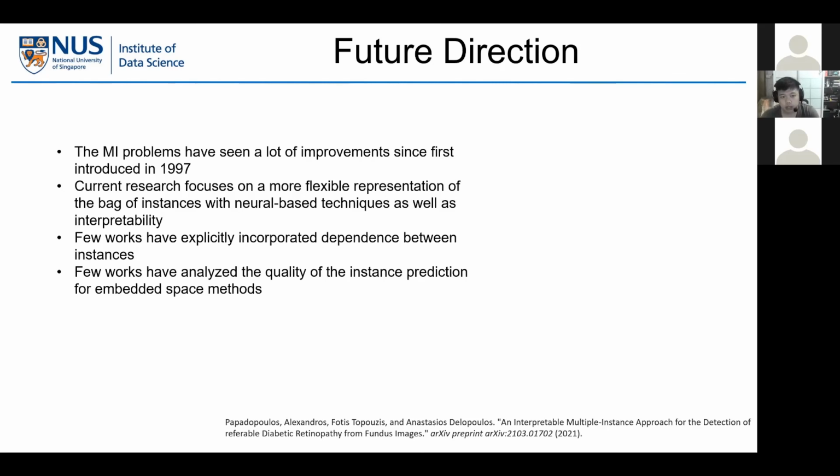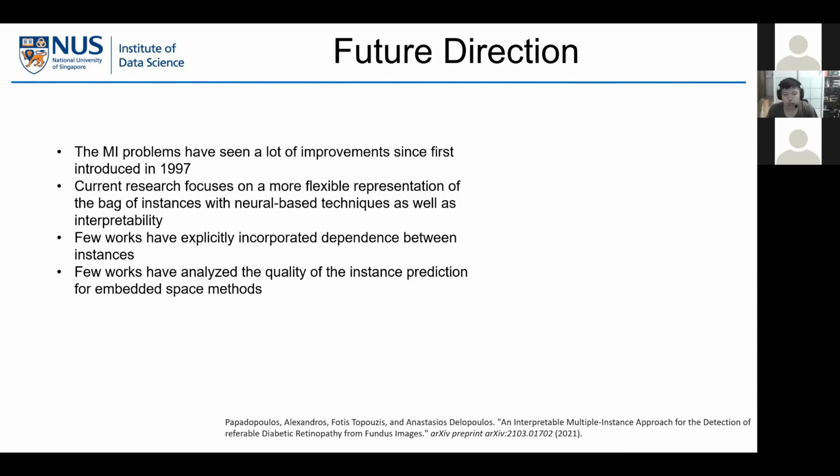So multiple instance learning, in summary, has seen a lot of improvements since it was first introduced in 1997. Current research focuses on more flexible representation of the bag of instances, especially with the advances of neural-based techniques. People are trying to apply more and more of the new neural-based architectures to multiple instance learning. And of course, the big question is that you want to have some sort of information on the instance level, which you usually don't have the labels for. So there are a lot of works to make this more and more interpretable, especially in the domain of biomedical images and so on.